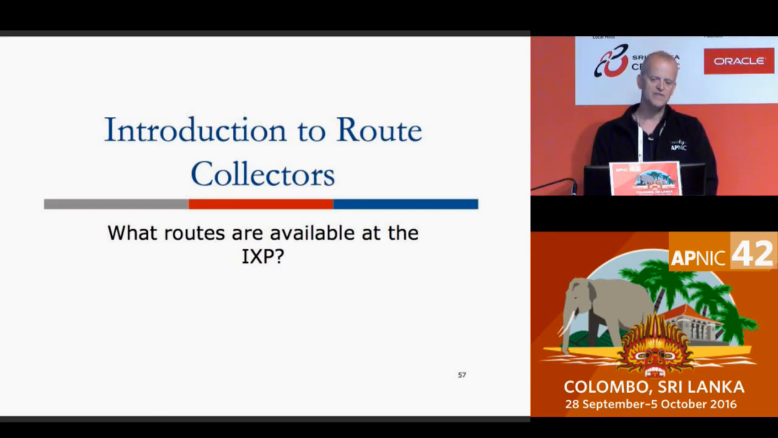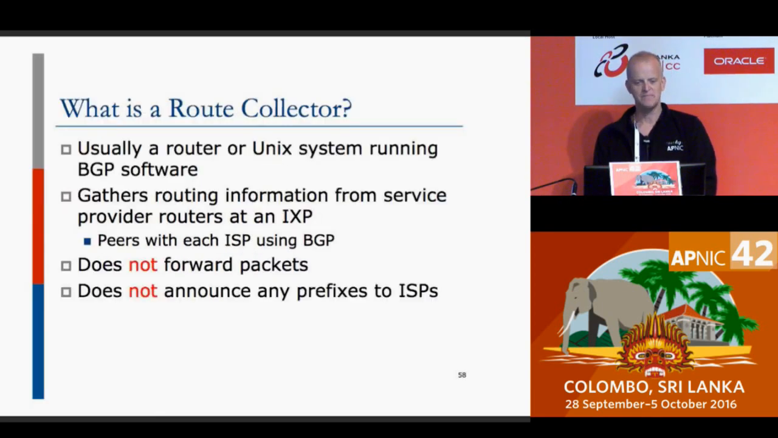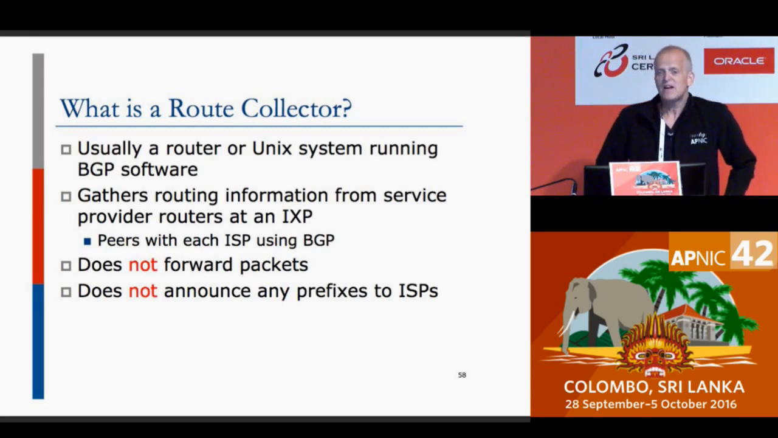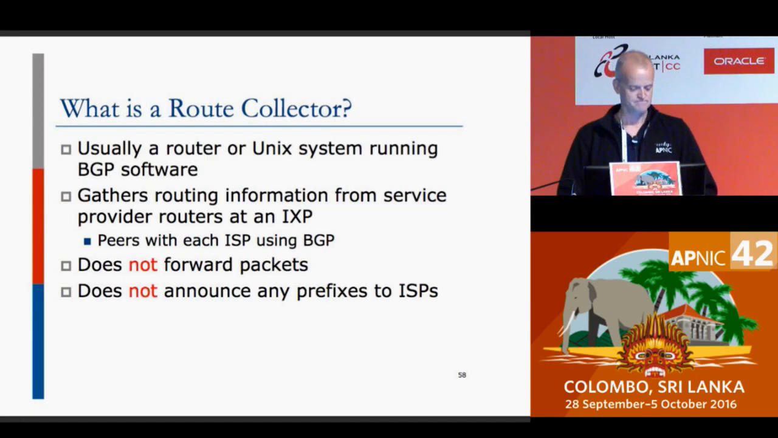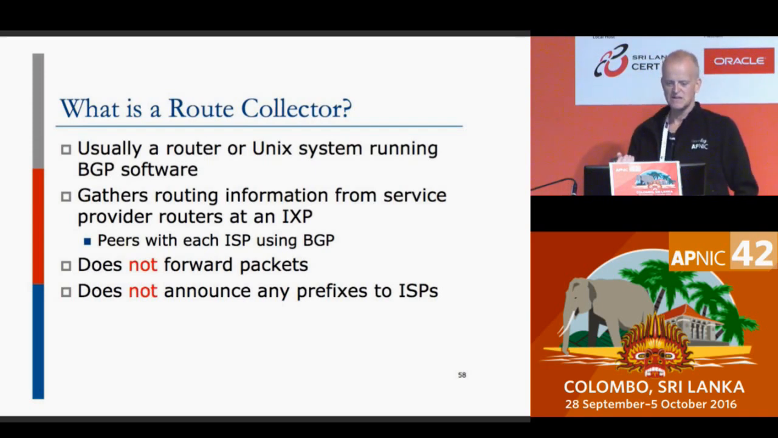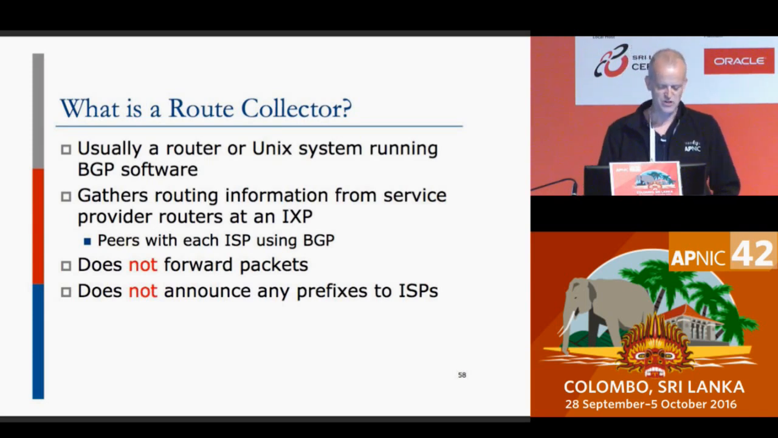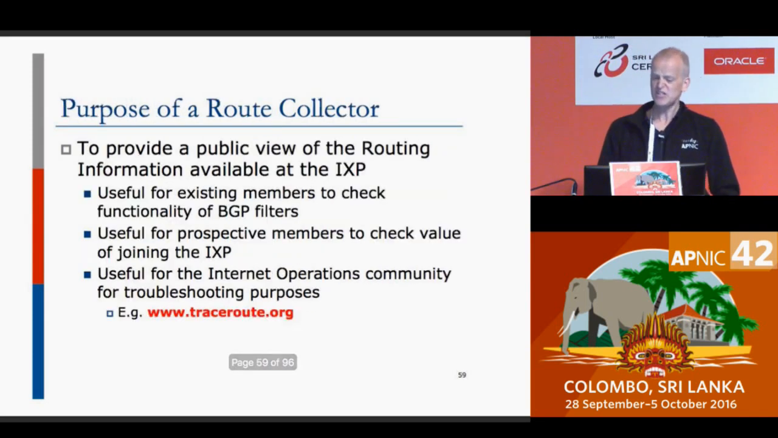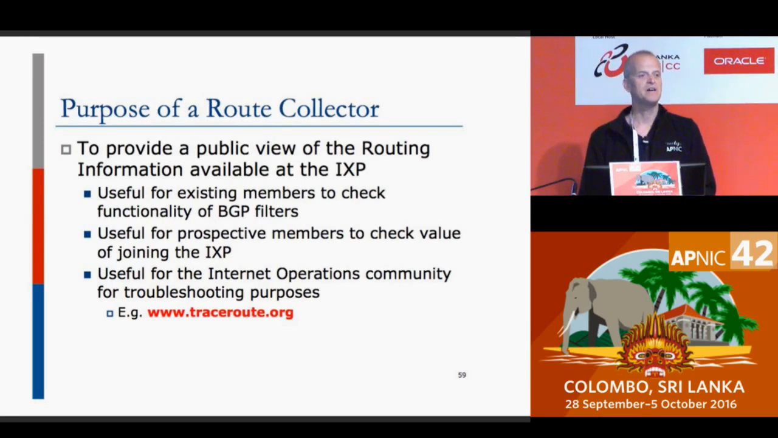So looking at the route collectors, I mentioned those way back early on. Usually a router or a Unix system running BGP gathers routing information from the service providers of the IX. So basically, each service provider, the exchange point, not only peers with the other members, they peer with this route collector. Right? Doesn't forward packets, doesn't announce prefixes. All it lets you do on the collector is see the BGP prefixes that the members are announcing to the exchange. So it just gives a public view of the routing information available. Very useful for publicizing what's at the exchange point.